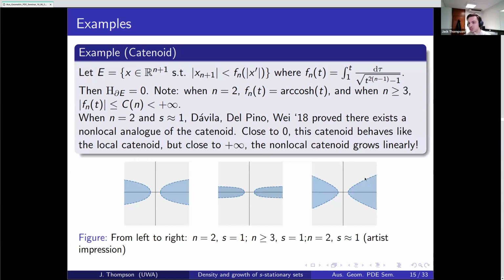And the reason is essentially that if it's sublinear, it sees too much of itself, and the interaction forces the curvature to not be 0 anymore. So this is made more precise in a result that I'll also mention later.